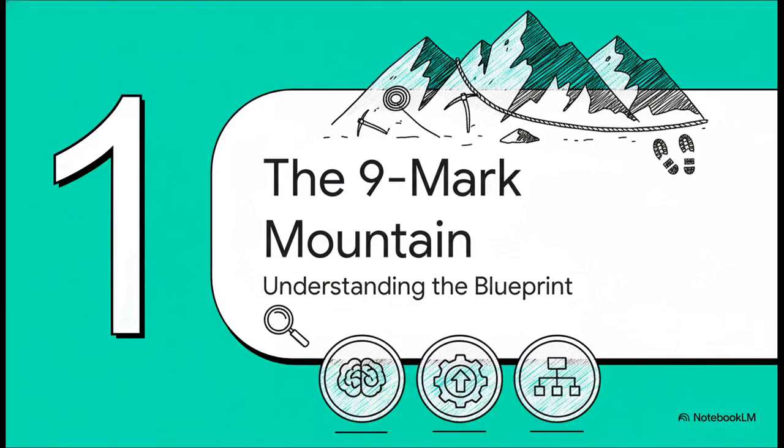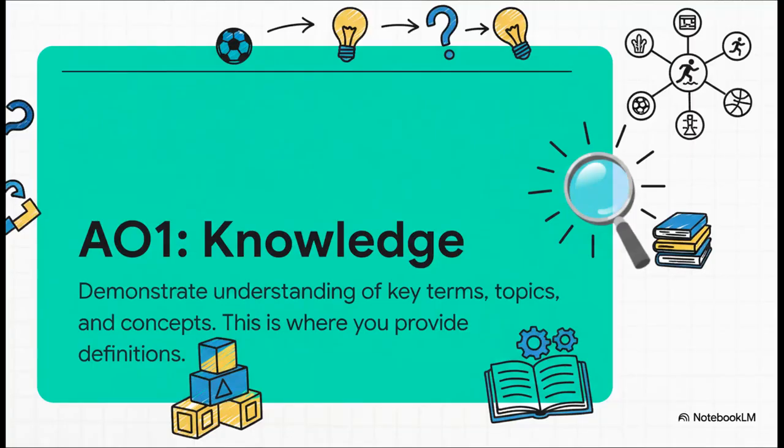Okay, so first things first. Before you can even think about climbing the mountain, you need to understand the terrain, right? For this question, that means getting to grips with the 3 core skills the examiners are actually looking for. They call them assessment objectives, or AOs for short. So the absolute foundation, the bedrock of your answer, is AO1, knowledge. This is where you just show them what you know. It's about defining the key terms in the question, nice and clearly. Think of it as laying down the solid groundwork for everything else you're about to build.